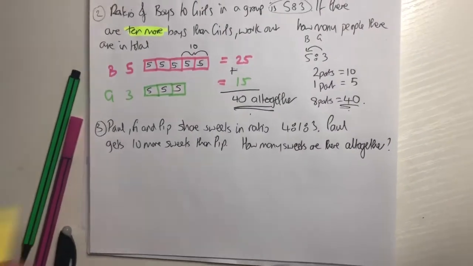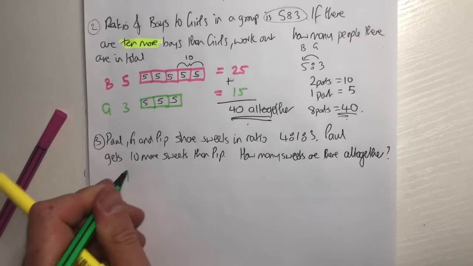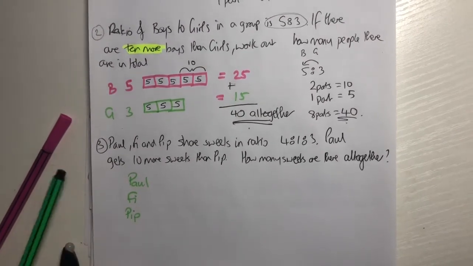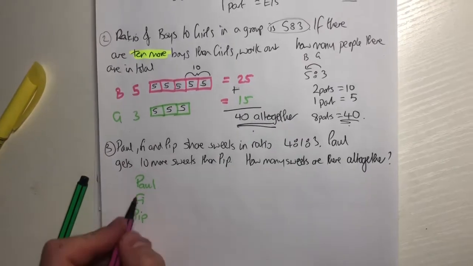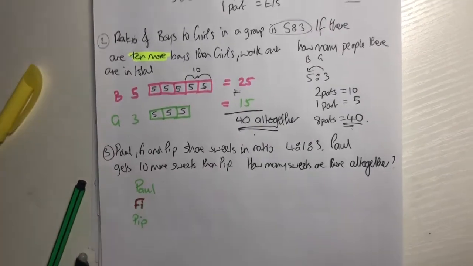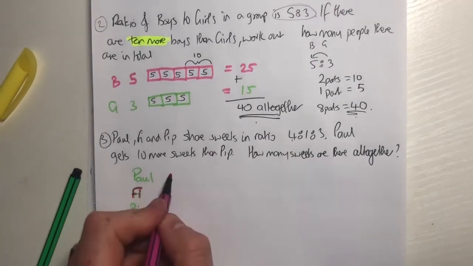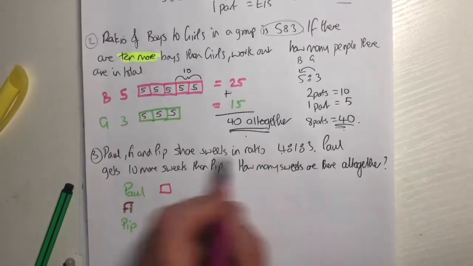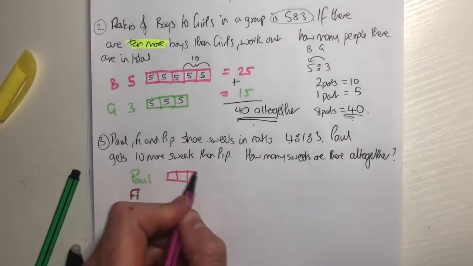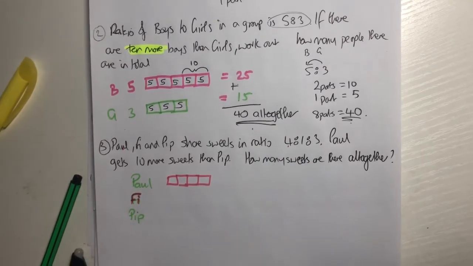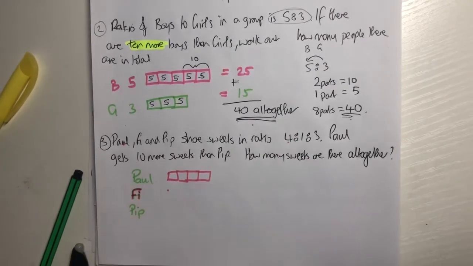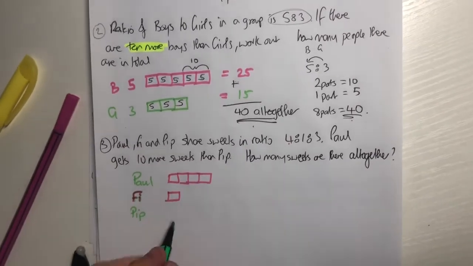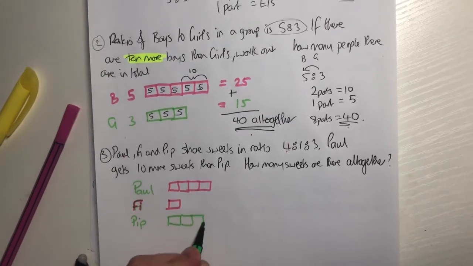Third one. So this time, Paul, Fee, Pip. I'm going to do the middle one, purple. So Paul is 4 parts. Remember, it goes in order. So Paul is the 4, Fee is the 1, and Pip is the 3. So that's 4 parts. Then Fee will be 1 part, and Pip would be 3 parts.